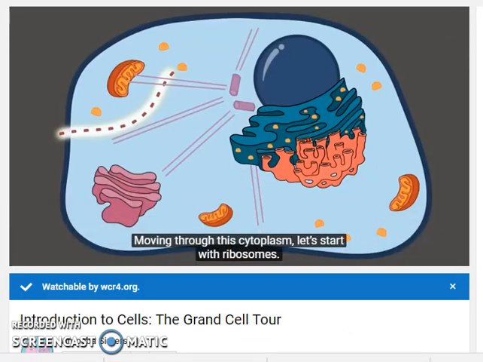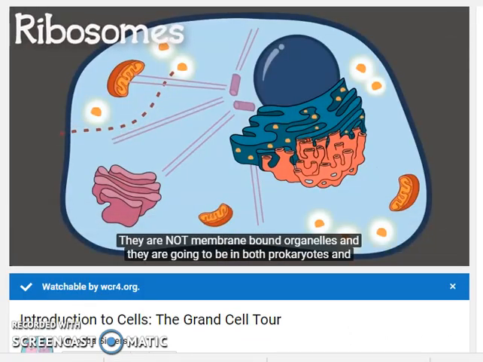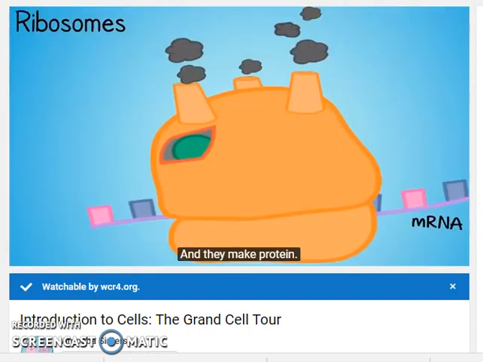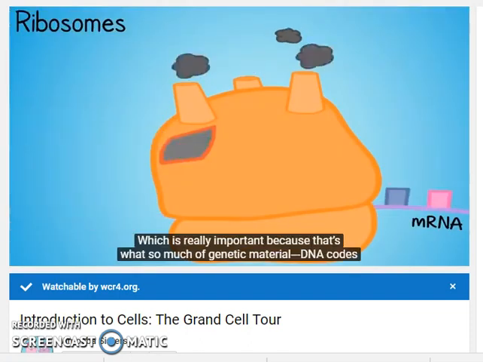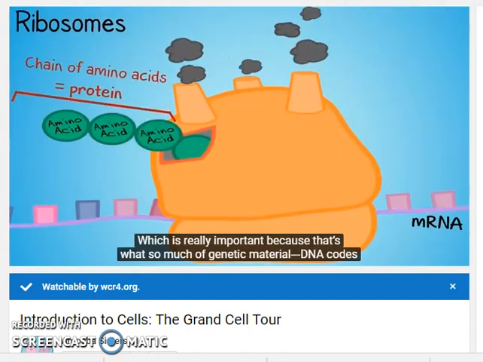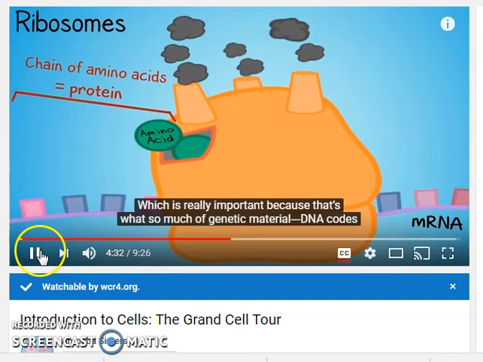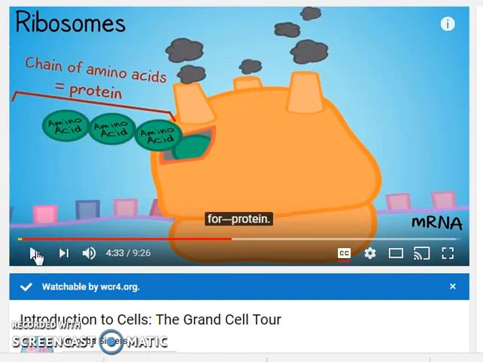Through the cytoplasm, let's start with ribosomes. They are not membrane-bound organelles, and they're going to be in both prokaryotes and eukaryotes. They make protein, which is really important because that's what so much of genetic material, DNA, codes for, protein. We're going to come back to this for the DNA portion of our unit.